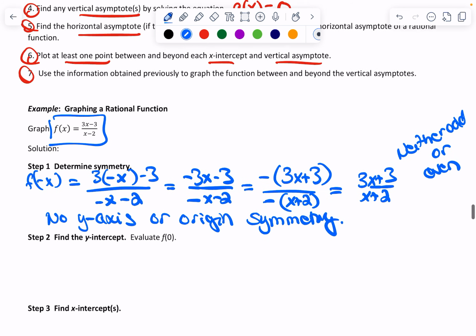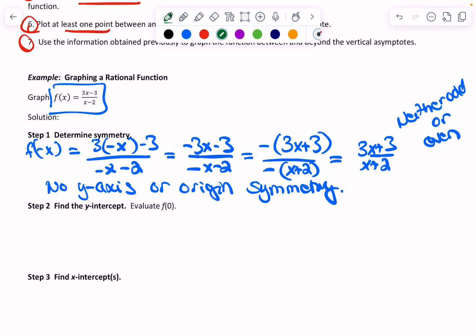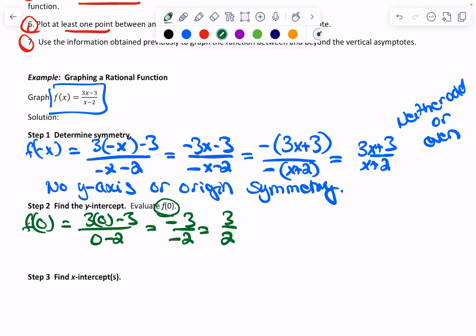Step 2 is to find the y-intercept, so we're evaluating f of 0. Plugging in the 0: 3 times 0 minus 3 over 0 minus 2, so negative 3 divided by negative 2 is 3 over 2. So our y-intercept is (0, 3/2). That is an improper fraction, so we can write it as a mixed number, which is a little easier to plot: (0, 1 and a half).